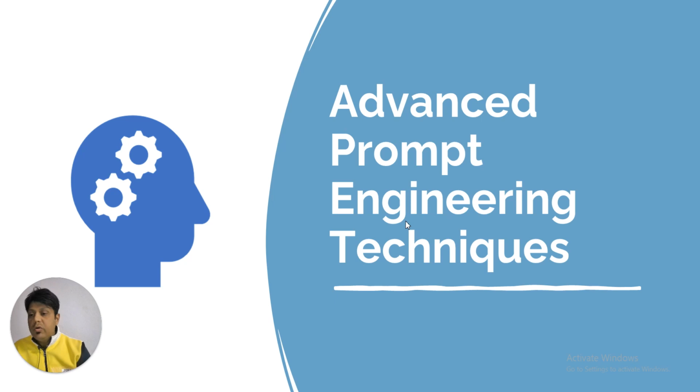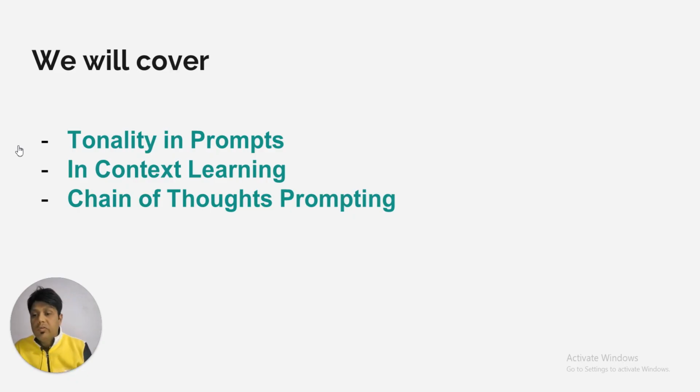So in the previous video, we started learning about the prompt, and in this video, we'll continue doing that. In this video, we'll cover how to use tonality in prompts, what is in context learning, what are three different kinds of in context learning, and what is chain of thoughts prompting.